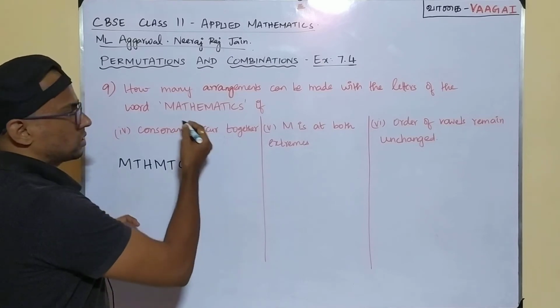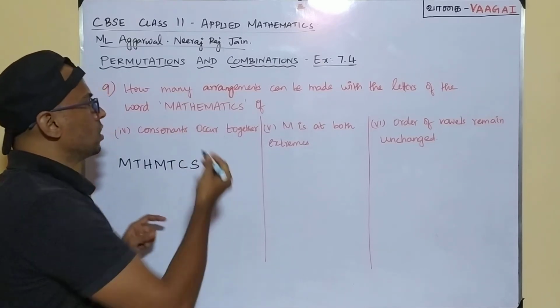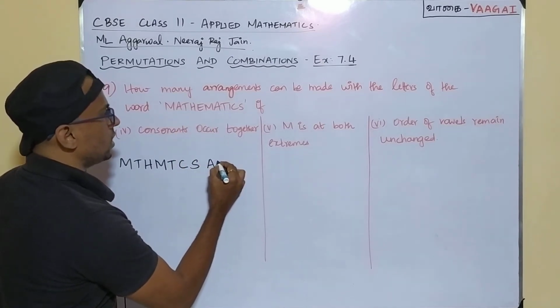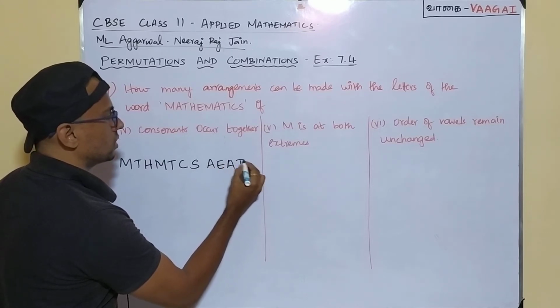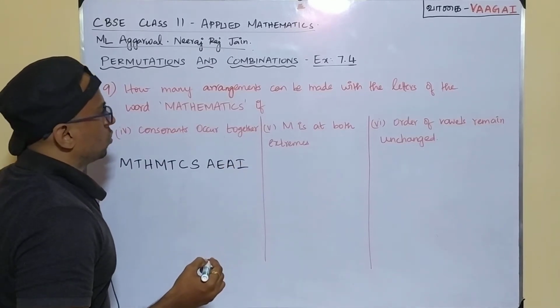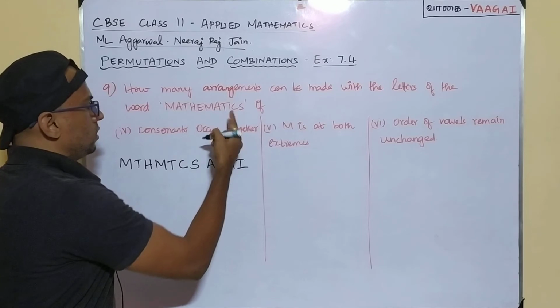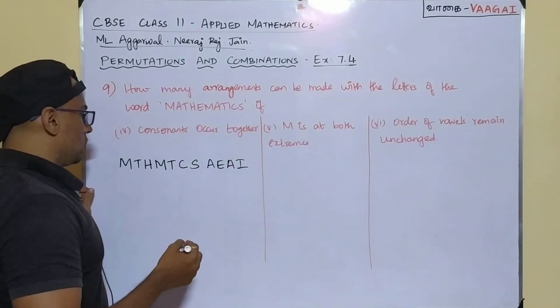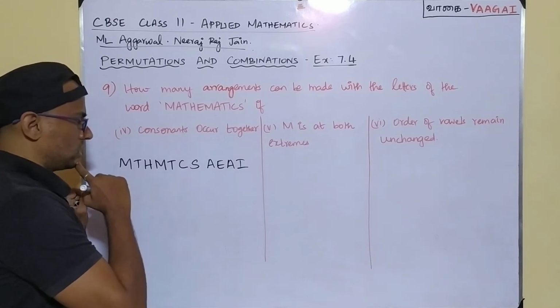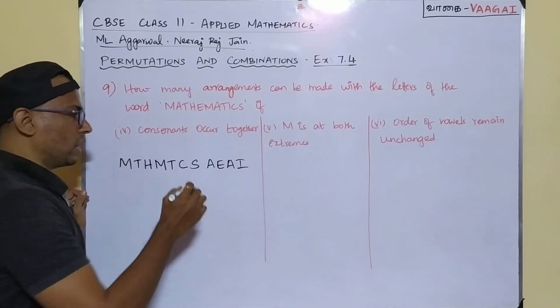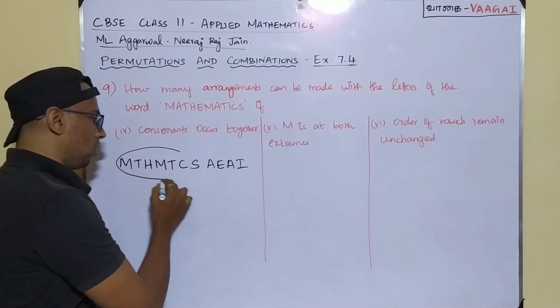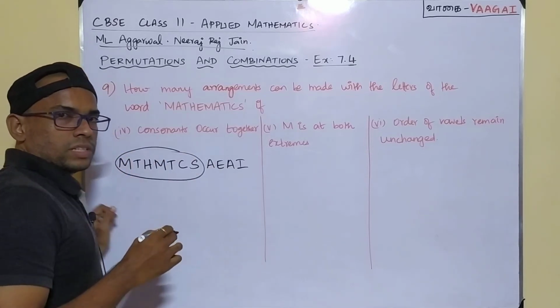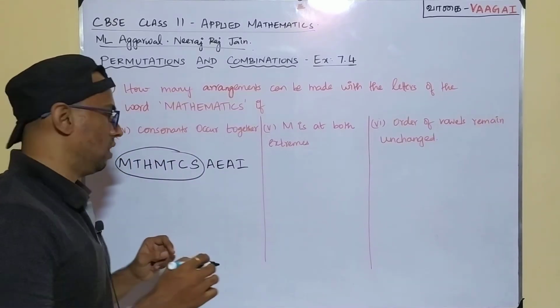So what are the other remaining letters? Remaining letters are going to be vowels only. So the vowel letters are what? A, E, A, I. That's it. Correct? Yes. So these are the vowel letters. So this time we have the consonants together. This is going to be the question's condition. So when consonants are together, this time we have to collect all the consonants and put them inside one single bunch. This is what we have to do here.